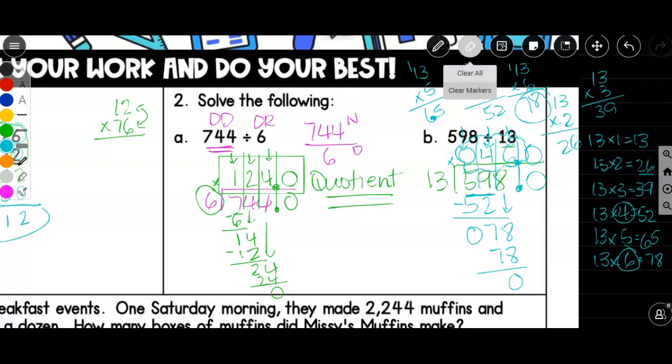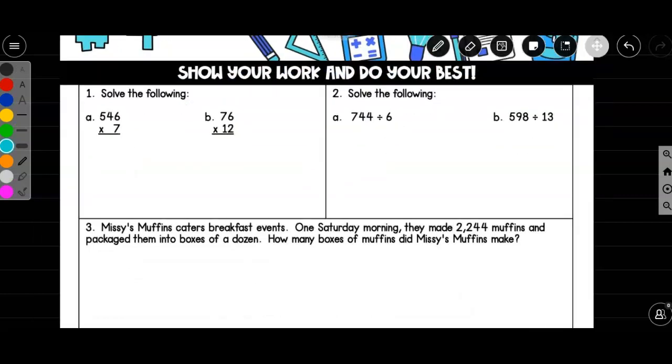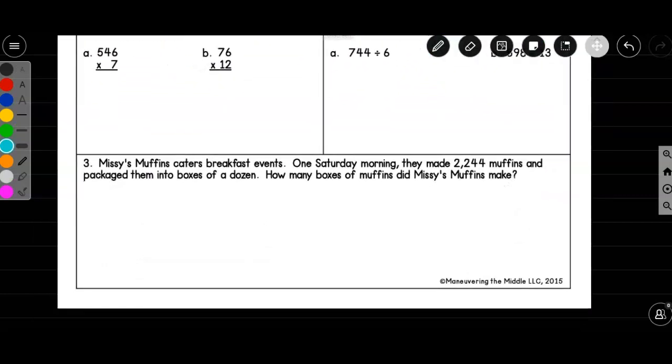All right, so I'm going to clear my board. Okay, and I'll move this up to our word problem. Okay, so you don't need to write this whole thing down, but I do want you to show your work. So let's go ahead and read this through, then pause your video and try to think about what you would do to solve this. Okay, it says Missy's Muffins caters breakfast events.